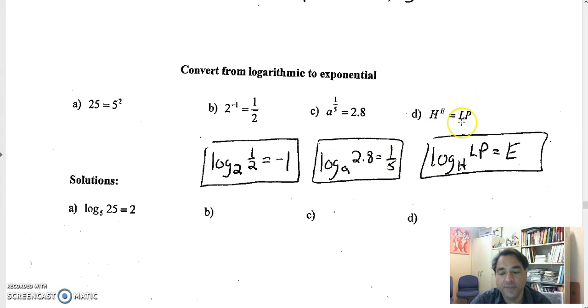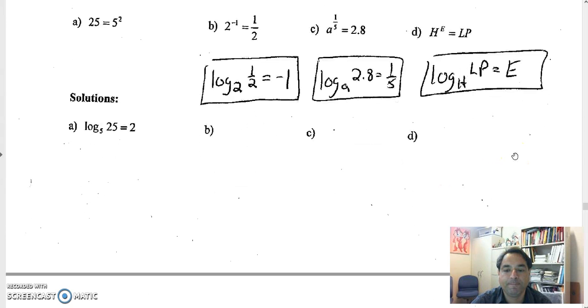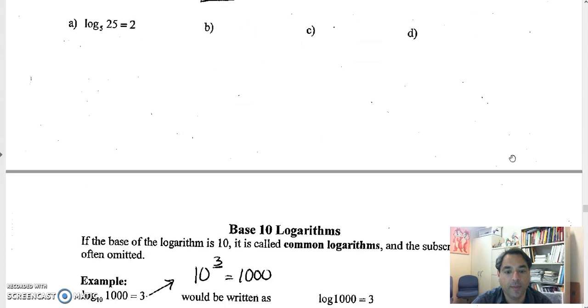And this one says help, so if you're a little confused now, take your time, study. Log base h of LP equals E. So again, going back from logarithmic to exponential hopefully better explains logarithmic.